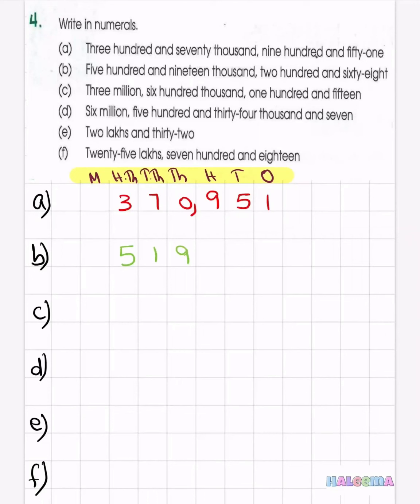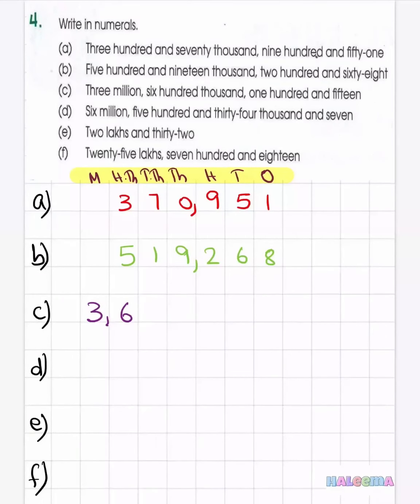519,000, comma, 268. 2 in hundreds place and 68 is going to come here, right? Moving on to part C, it says 3 million, 3 in millions place. Then it says 600,000. See, 600,000. 6 is going to come in 100,000's place.